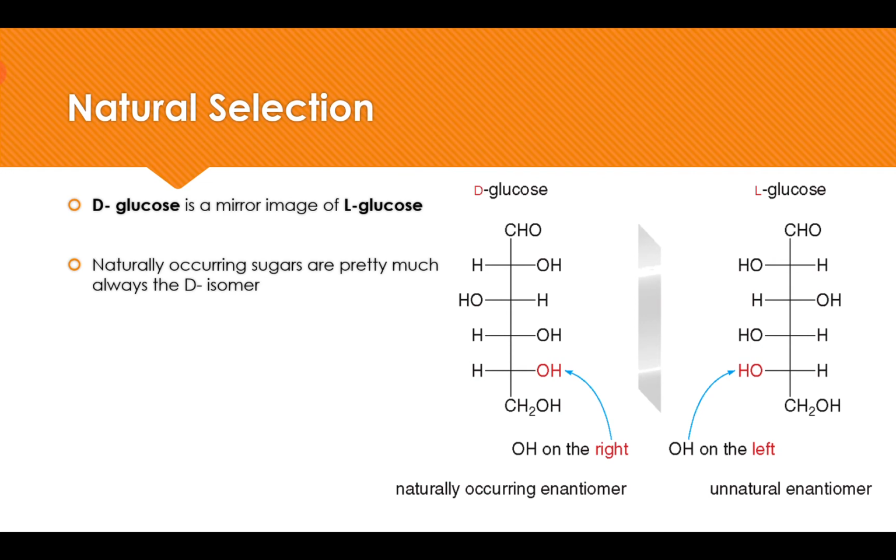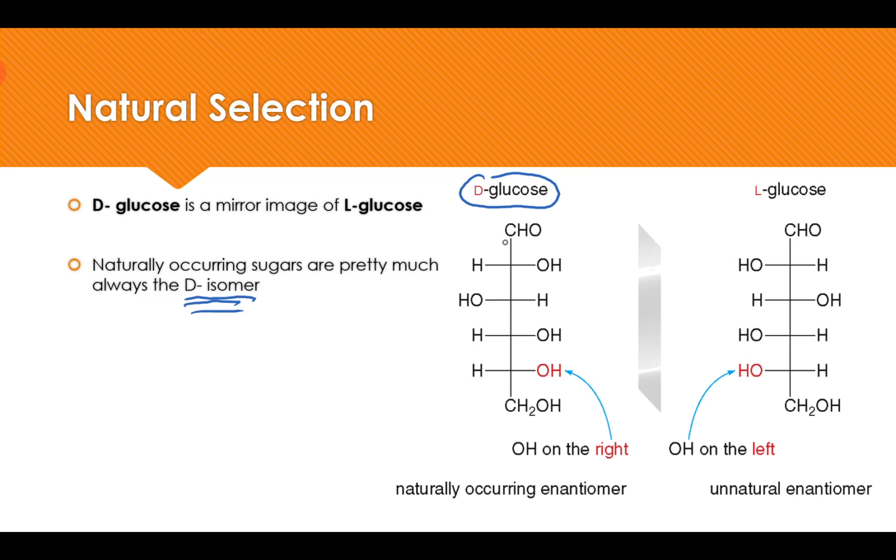Because of the enzymes in our bodies, a lot of chemical reactions are regioselective, meaning they are particular to one isomer, making one isomer preferentially. And so pretty much all naturally occurring carbohydrates are of the D variety. And so the D isomer is the one that's naturally occurring.